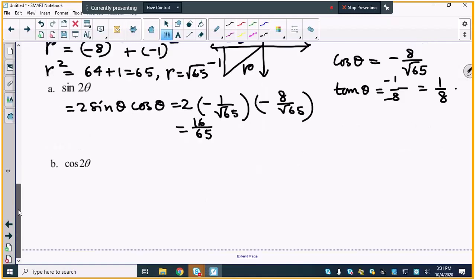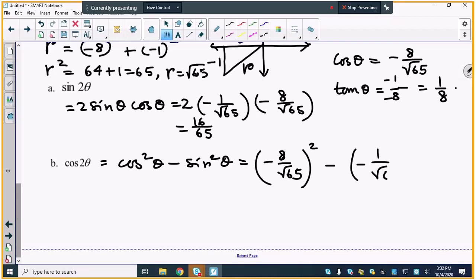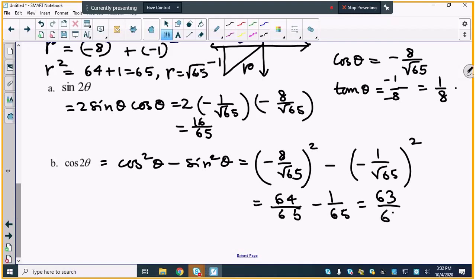Cosine 2 theta, well, that is going to be cosine squared theta minus sine squared theta. So that is negative 8 over square root of 65, which is the cosine, squared, minus negative 1 over square root of 65, squared. 8 squared is 64, and it's positive. And I'm subtracting 1 over, and the bottom should be 65, no longer square root because you squared it. And the other one is 1 over 65. Subtracting, I get 63 over 65 as cosine 2 theta.